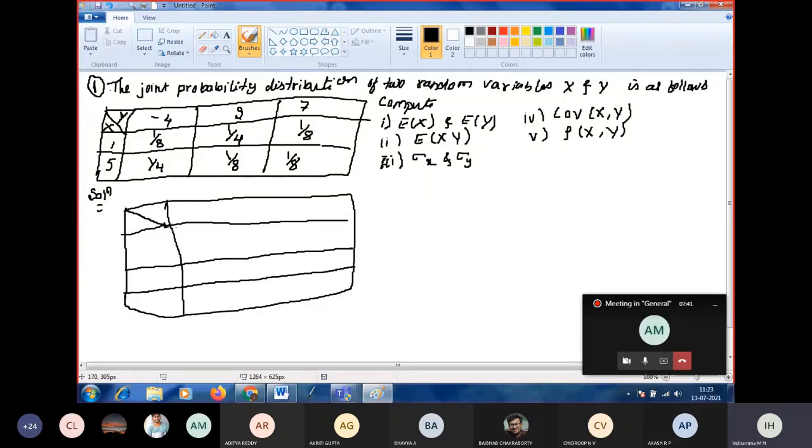It consists of the two random variables x and y, and write the data whatever they are given. Minus 4, 2, 7 and here 1, 5. And also write the probabilities.